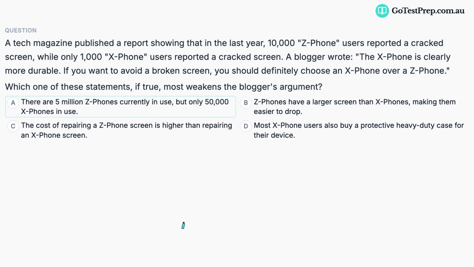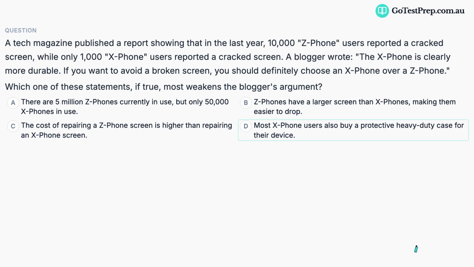Option A is there are 5 million Z phones currently in use, but only 50,000 X phones in use. Option B is Z phones have a larger screen than X phones, making them easier to drop. Option C is the cost of repairing a Z phone screen is higher than repairing an X phone screen. And finally, option D, most X phone users also buy a protective heavy-duty case for their device. Those are all four choices.